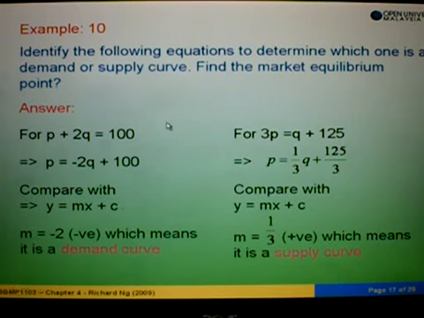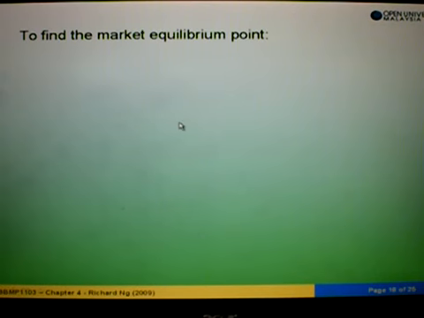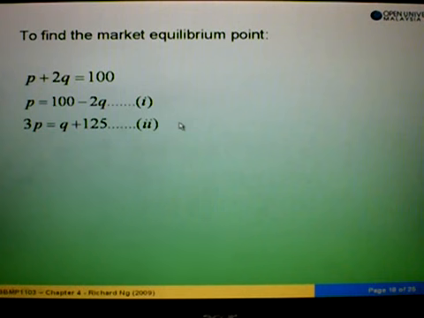Find the market equilibrium point. So in order to find the market equilibrium point, we need to find the intersection of these two equations. Alright? So the first equation, P plus 2Q equals 100. So we write as P equals, shift the 2Q to the right, we have P equals 100 minus 2Q. Let's say this is equation 1. And then the second equation we have been given as 3P equals Q plus 125.